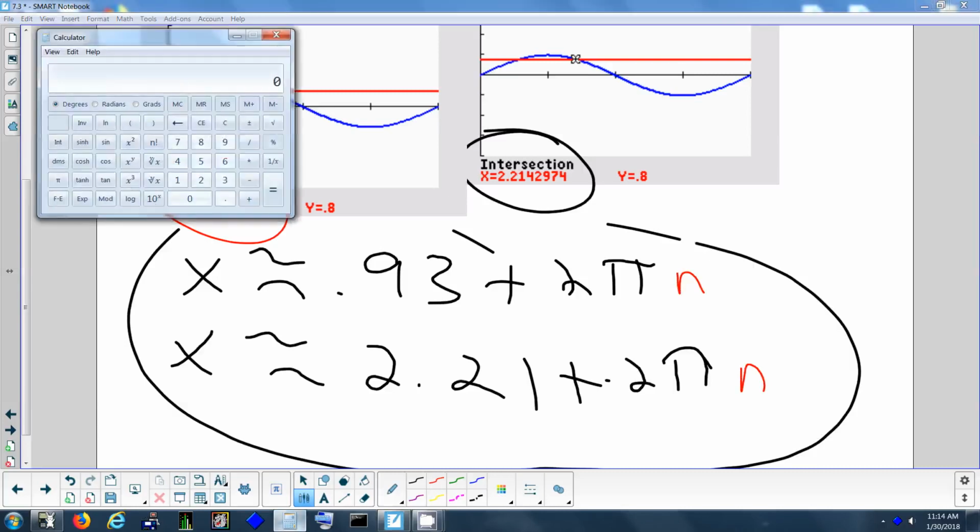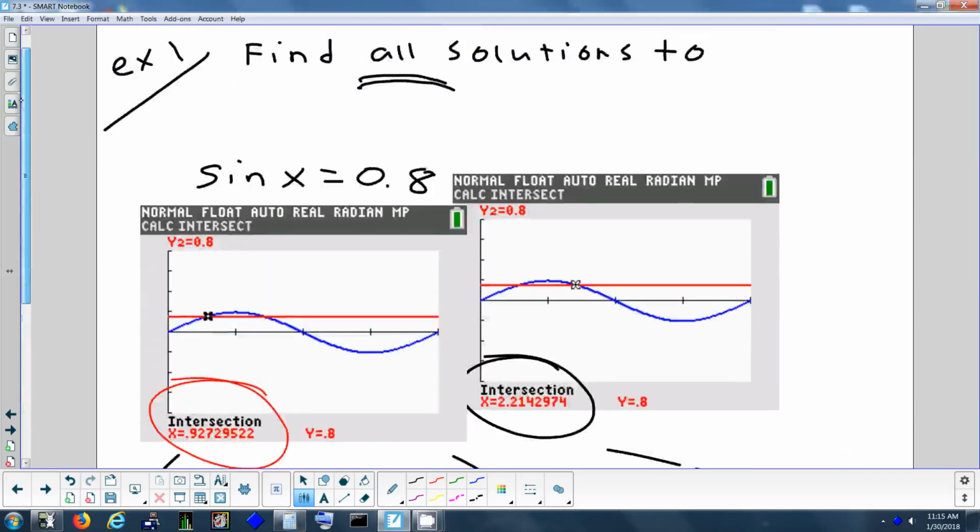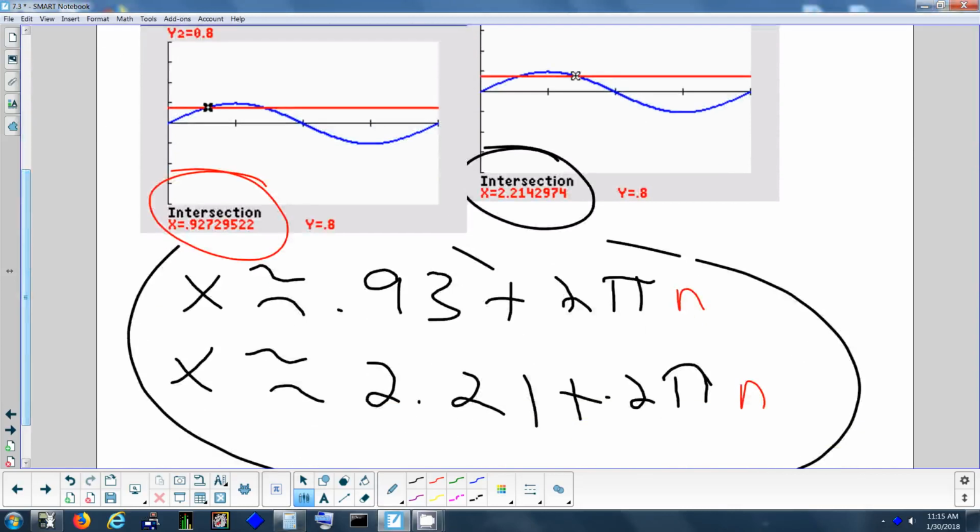Okay. So what that means is if you took 0.93, and I'm just going to round it, if you add 2 pi, which is 6.28, 7.21 is the next solution you would see. Add another 2 pi, they're going to cross again at 13.49, 19.77. All of these are solutions for the wave crossing the horizontal line. And you can also subtract 2 pi. We could go to the left instead of the right to find more solutions. Okay. So any questions on that?